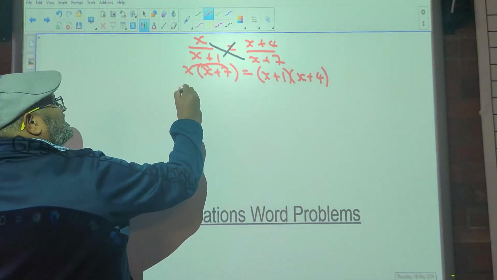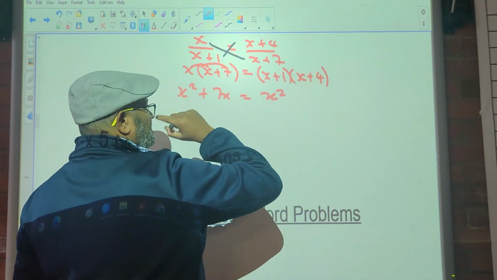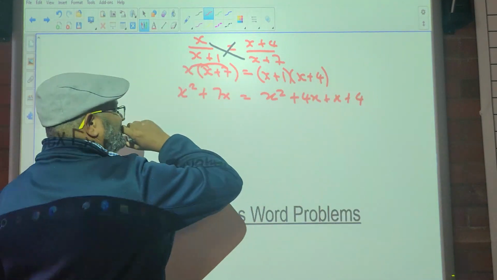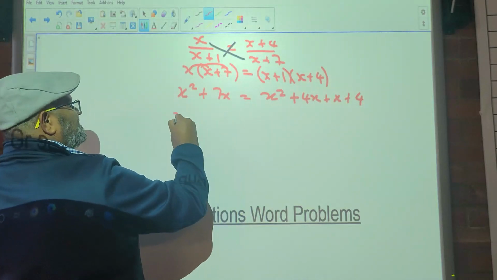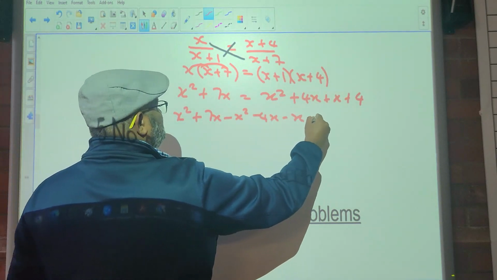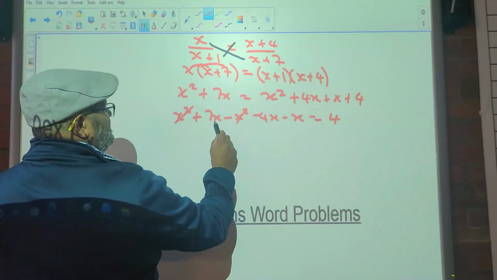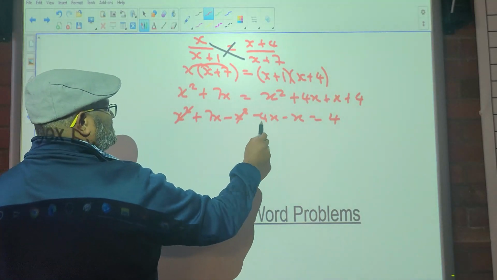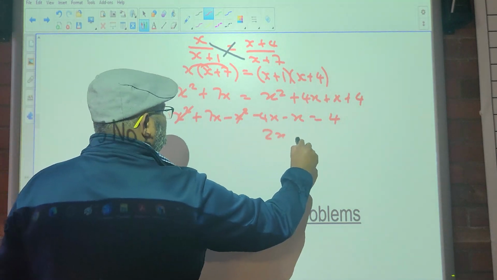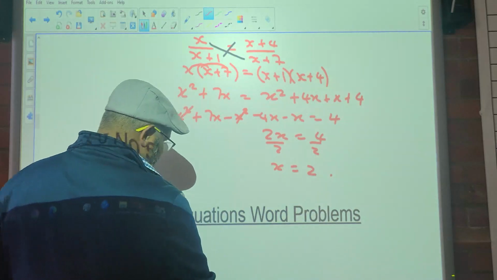So we now get x squared plus 7x is equal to x squared plus 4x plus x plus 4. So x's one side, numbers the other side, so it's x squared plus 7x minus x squared minus 4x minus x is equal to 4. That cancels. 7x minus 4x is 3x, minus x is 2x, is equal to 4. So x is equal to 2.